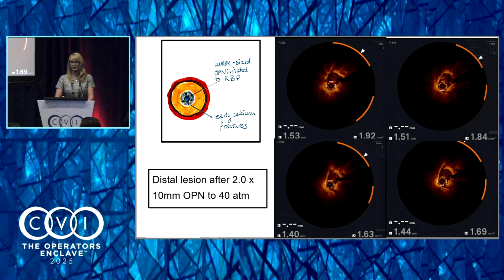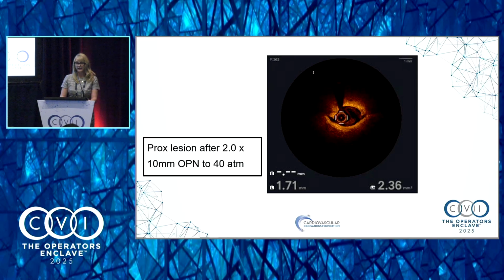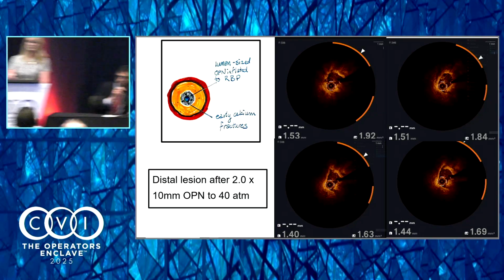So I ended up taking a 2.0 OPN to the lesion initially and inflated it to 40 atmospheres. And you can see some small calcium fractures that have been generated in that inner ring of disease, as I was showing you earlier. And maybe you can ask people, because that's a point that doesn't get emphasized very much.